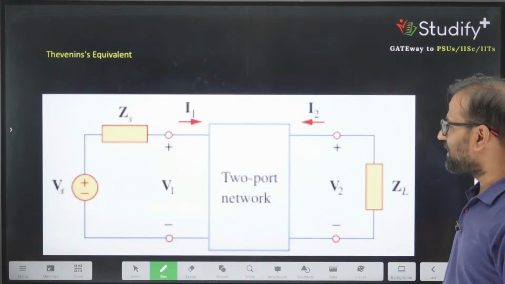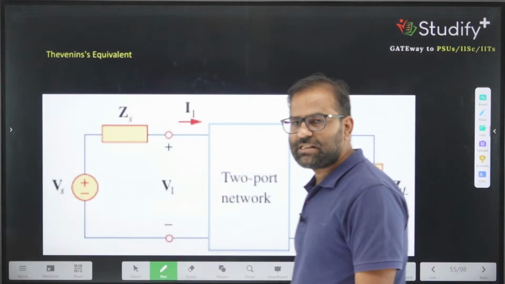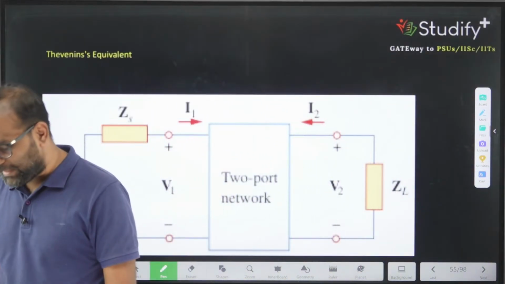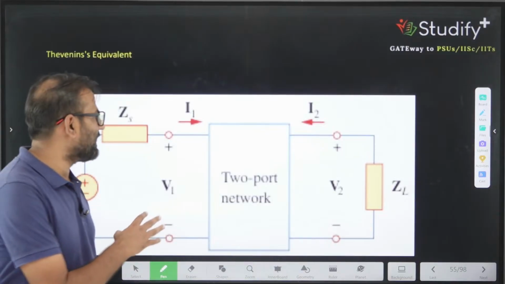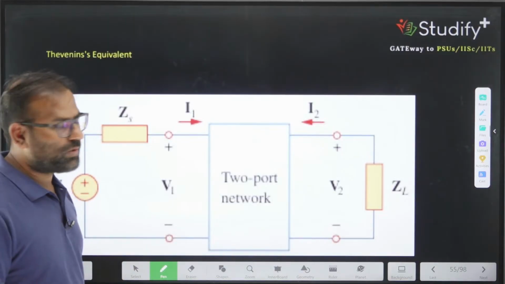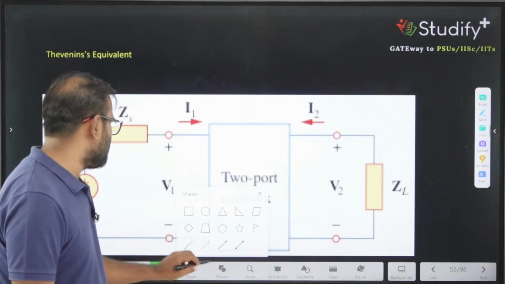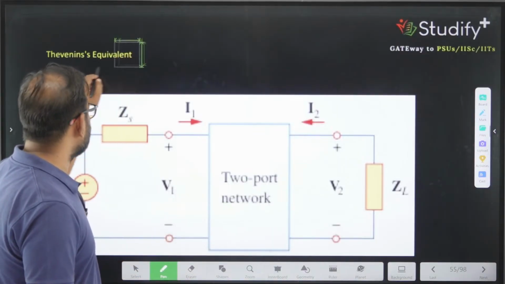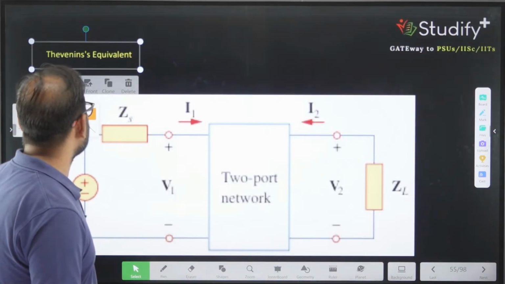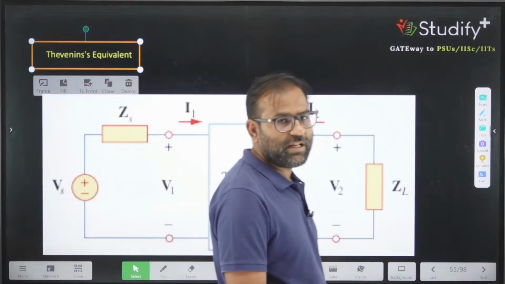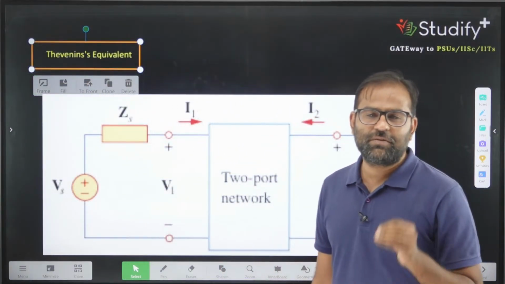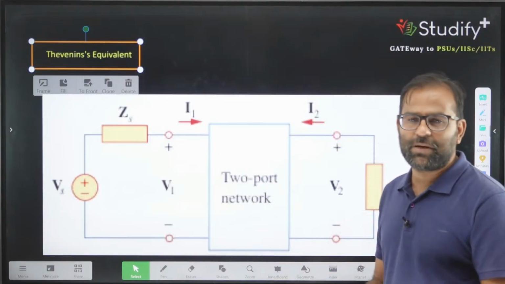The next type is this. What can they ask? They can ask for the Thevenin's equivalent of a two-port network. So they will give you a two-port network like this, and they will ask what is the Thevenin's equivalent of this two-port network. And why are we interested in Thevenin's or Norton's equivalent? Because with the help of Thevenin's and Norton's equivalents, we can also calculate the maximum power transfer.